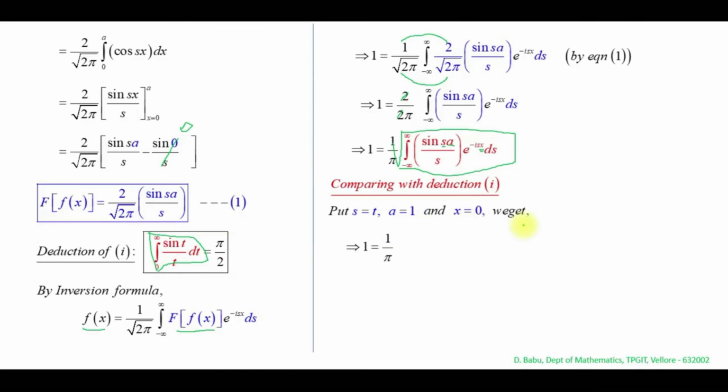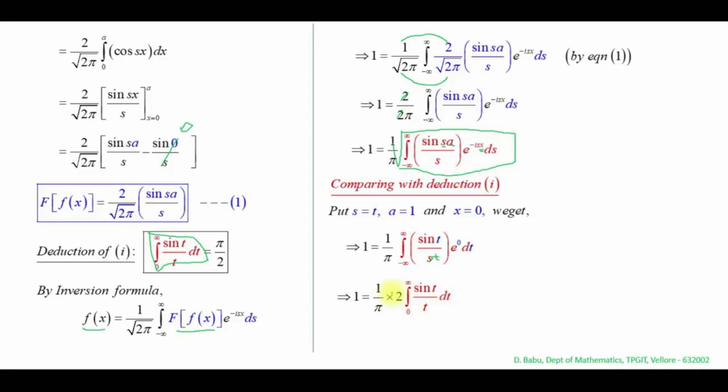We get 1 equal to 1 by pi integration minus infinity to plus infinity sin t by t. Sorry, this one is t. Anything power 0 is 1, into dt. So this implies 1 equal to 1 by pi. But we need the limit 0 to infinity. So this is an even function. Sin t by t is an even function because sin of minus t equal to minus sin t. Here minus t, so minus minus gets cancelled. So it is an even function. So for an even function, minus infinity to plus infinity can be taken as 2 times 0 to infinity sin t by t dt.